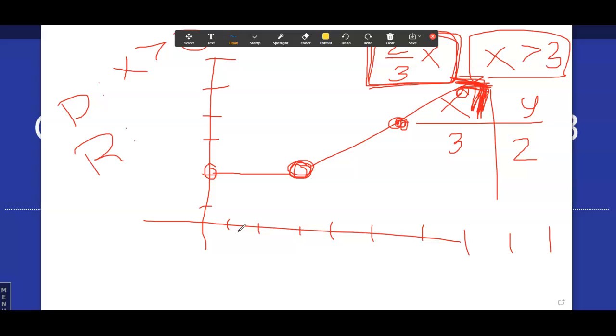Okay, what's the range? Perfect. Y is greater than 2. It does not include 2. Actually, it does include 2. Sorry. It includes 2 because this linear part right here is including 2.